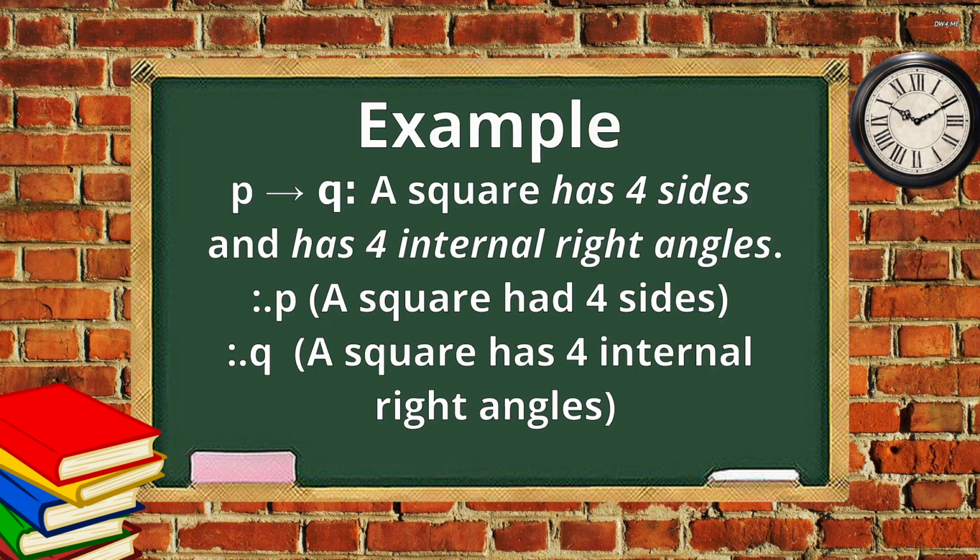For example, a square has 4 sides and has 4 internal right angles. Therefore, P, a square has 4 sides, or therefore, Q, a square has 4 internal right angles, as both the atomic propositions, which is the proposition P and the proposition Q, in the conditional P implies Q are both true.